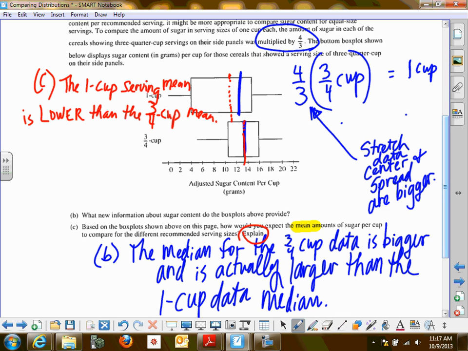Okay, good. The skew left of the 1-cup data pulled the mean smaller.